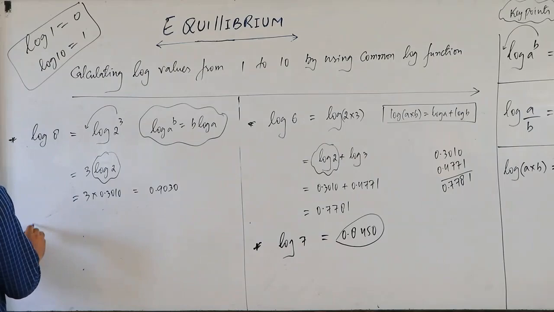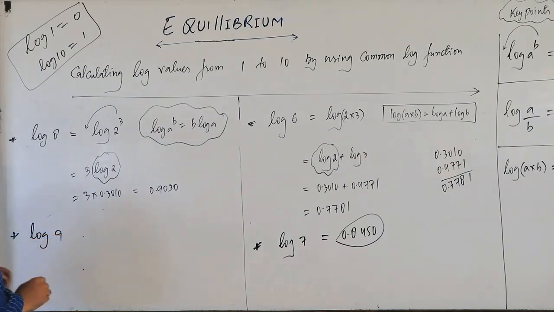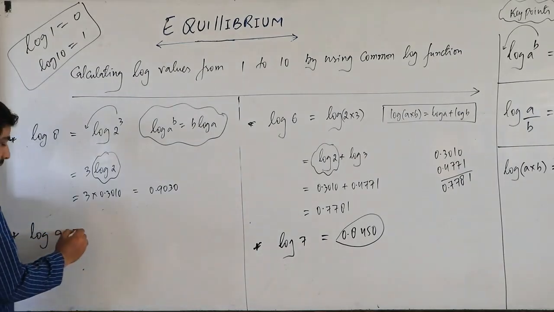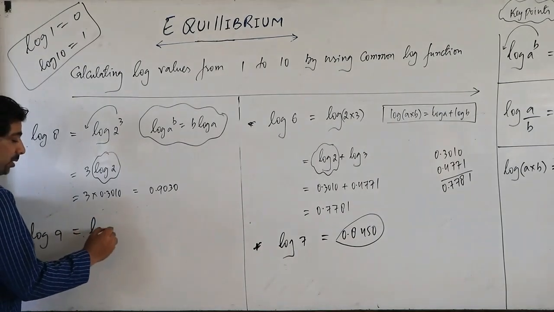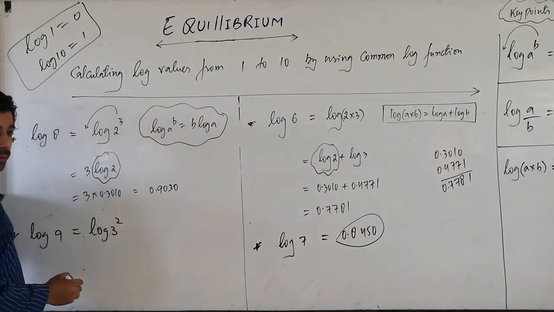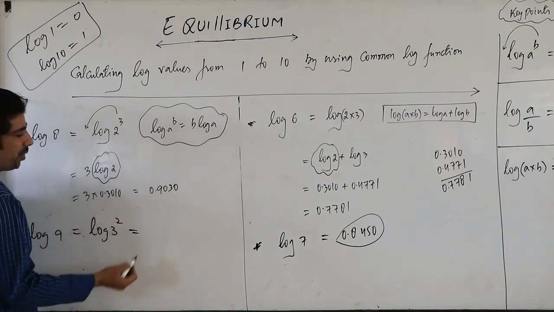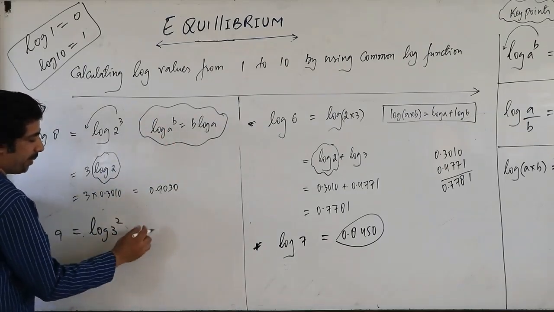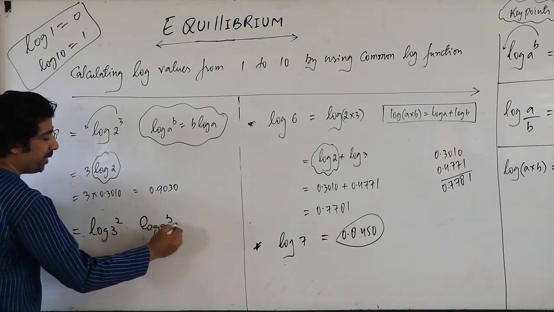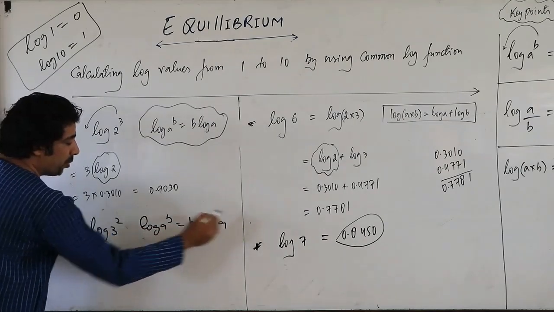Now let us go for log 9. What is log 9 equal to? That will be log 3 square. That is 3 into 3 is what? 9. So exactly the same thing it will follow. It will follow the same pattern. What is that? Log a to the power b, that is b log a. It will follow that pattern.